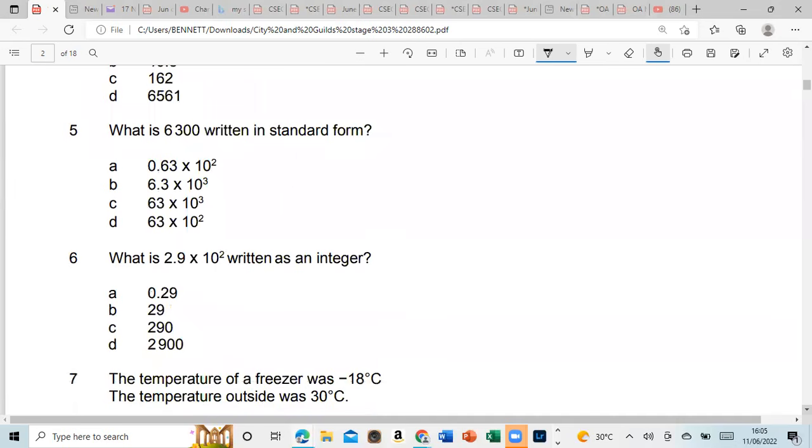What is 6,300 written in standard form? Now, standard form must be between 1 and 10. So the decimal point is right here. Let's just see how many places we're going to move. 1, 2, 3. We're going to bring it right here. So that's 6.3 times 10 to the 3. Remember, the value must be the same.